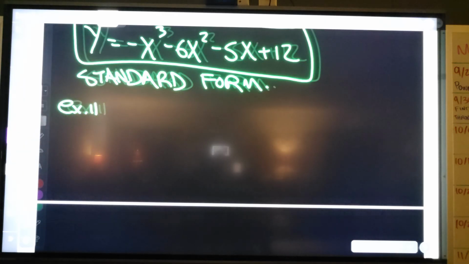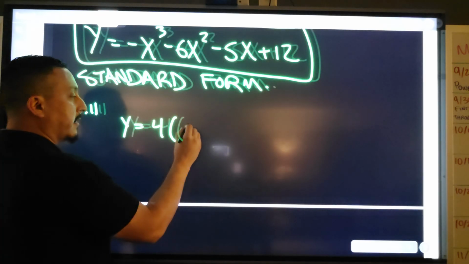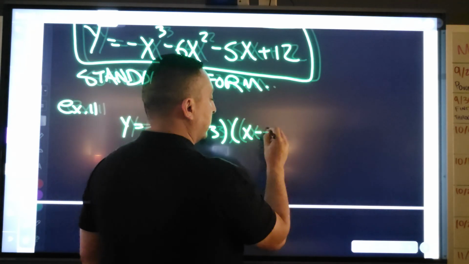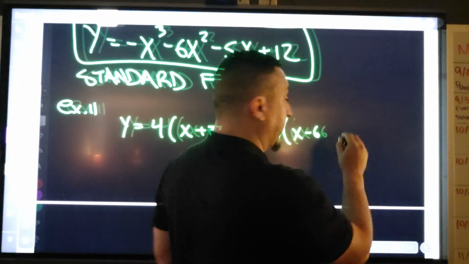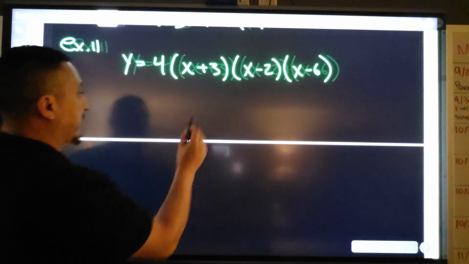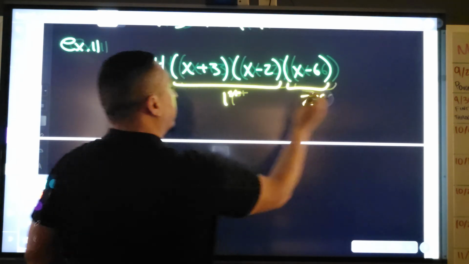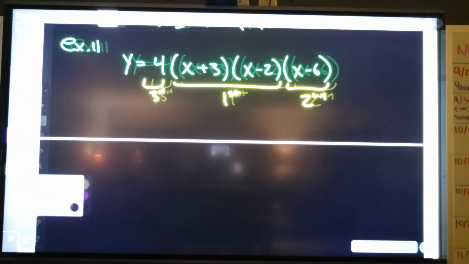All right, so I want you to do this with example 2. Can you guys say it out loud, please? It's 4 in the front, yeah, 4 times x plus 3 times x minus 2 times x minus 6. Okay, there it is. Again, this is not a rule, but I would suggest you do it this way: first those two, then that one, and then this one. Students usually try to do the 4 first, but I think it's easier if you do the 4 last. So I'm going to be quiet here for 2 minutes.